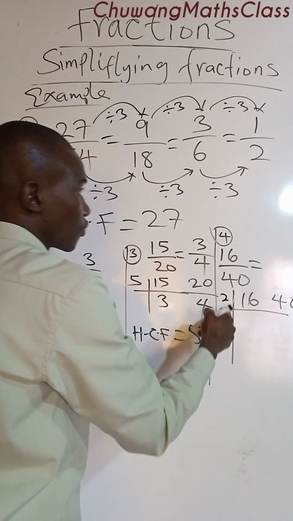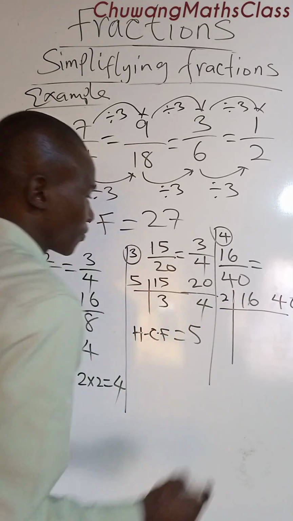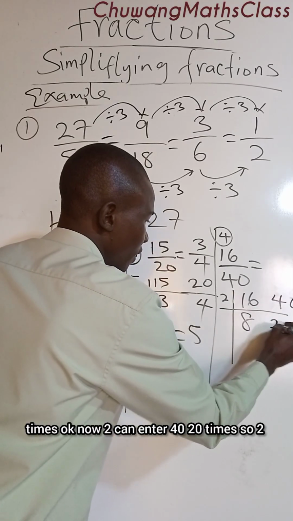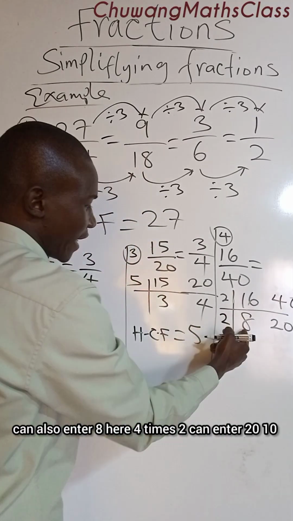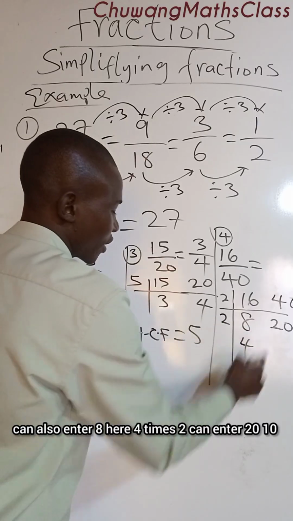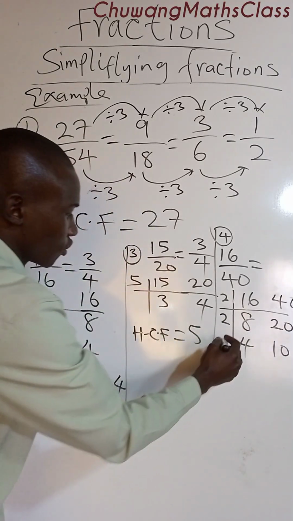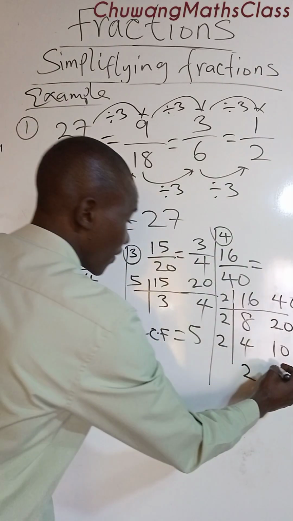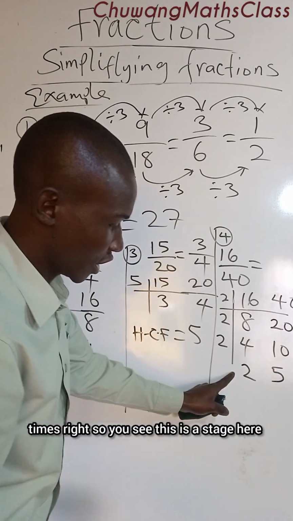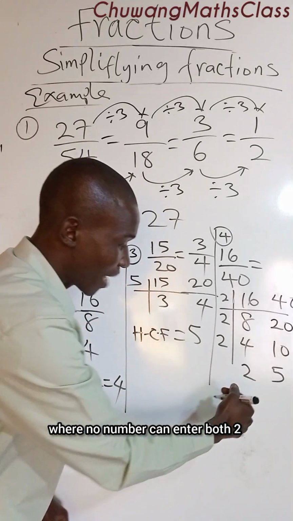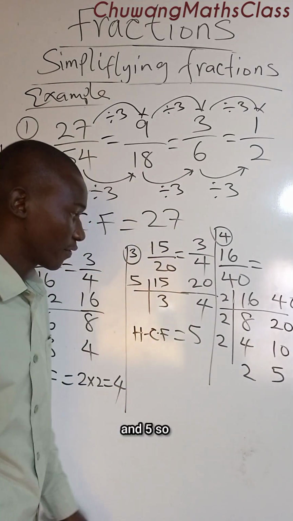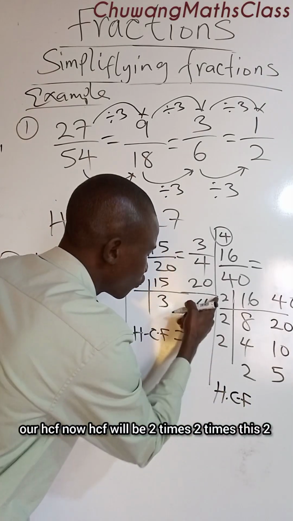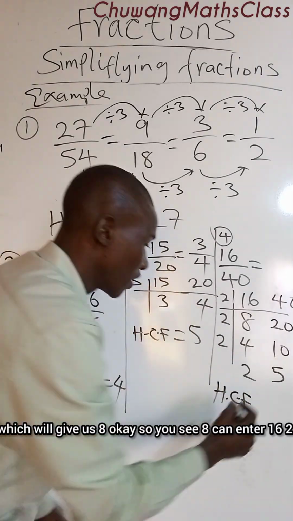So 2 can enter 16 8 times. Now 2 can enter 40 20 times. So 2 can also enter 8 here 4 times. 2 can enter 20 10 times. 2 can enter 4 2 times. 2 can enter 10 5 times, right? So you see, we reach a stage here where no number can enter both 2 and 5. So our HCF will be 2 times 2 times 2, which will give us 8.